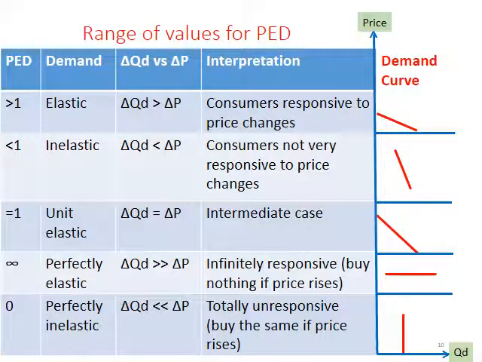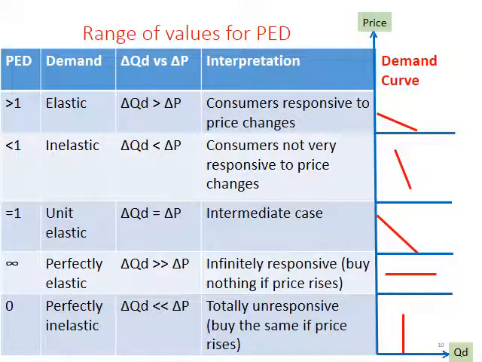This is the range of values for price elasticity of demand. This table shows the price elasticity of demand range. If price elasticity of demand is greater than 1, it is called elastic, and the change in quantity demanded is greater than the change in price. It can be interpreted as consumers being more responsive to price change, and the curve looks like this.